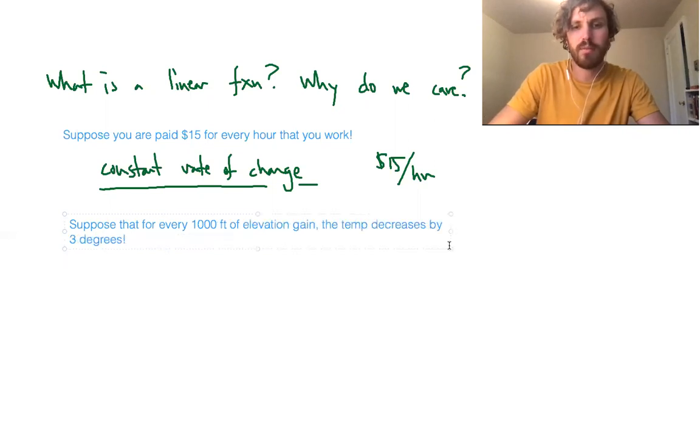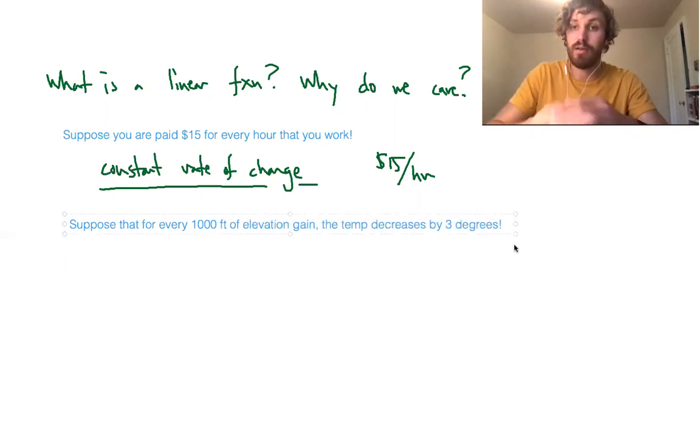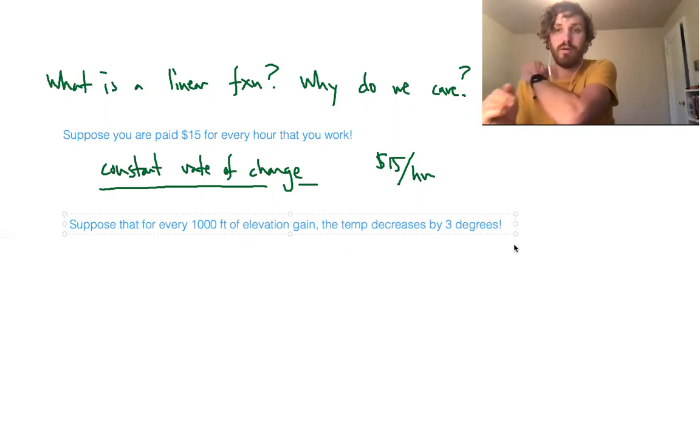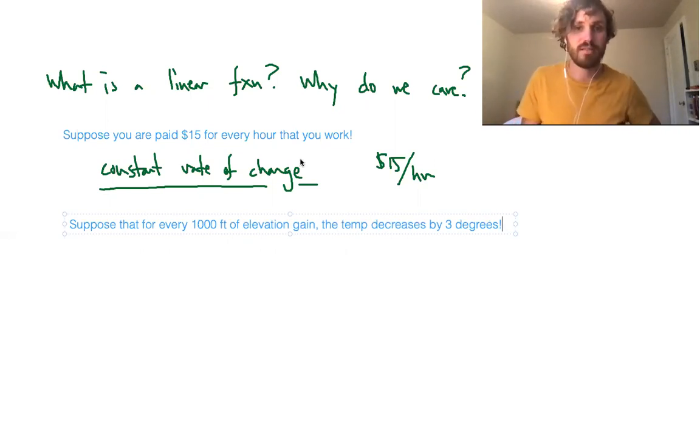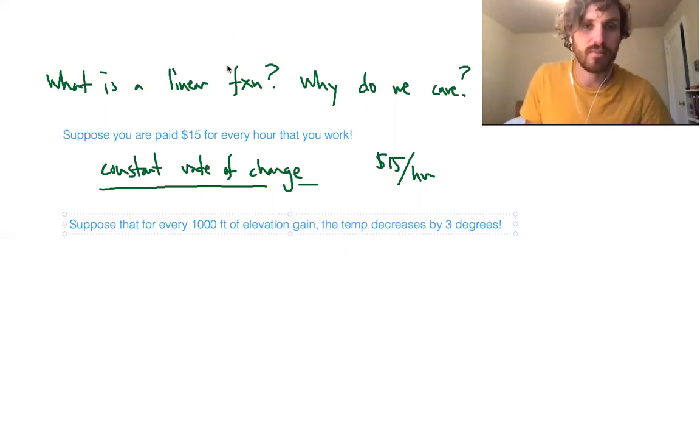So this is probably not true. I don't really know. That would be an interesting question. As you move higher, does the temperature decrease at a constant rate of change? I don't know. I would guess perhaps not, but it's possible, I suppose.